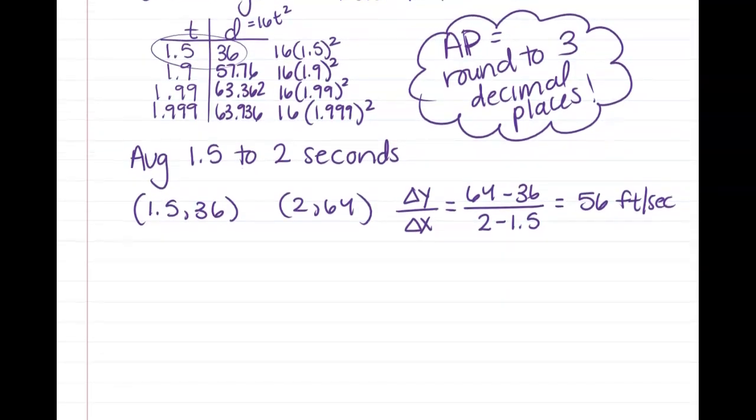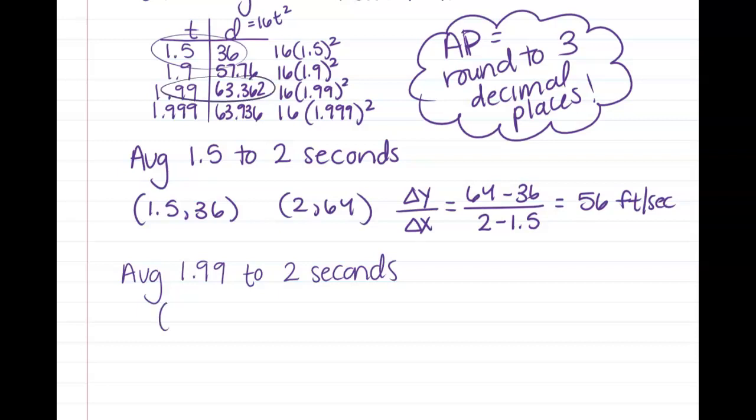And we could do 1.9, but I'm just going to skip right to 1.99, just in the interest of time, and kind of get the point at the end, hopefully. So average from 1.99 to 2 seconds. So now our points are 1.99, 63.362, and 2, 64. So we're getting closer and closer to 2 seconds.